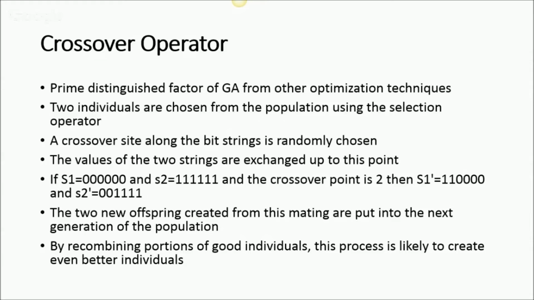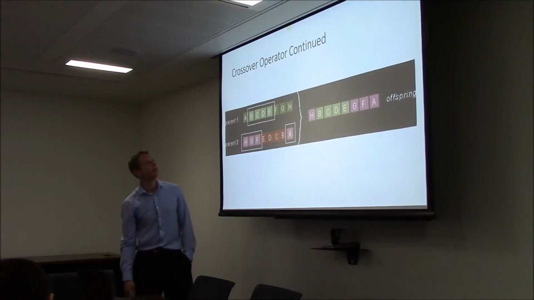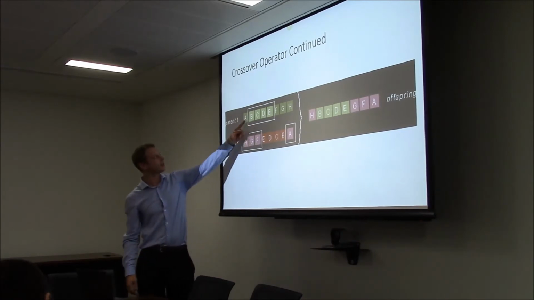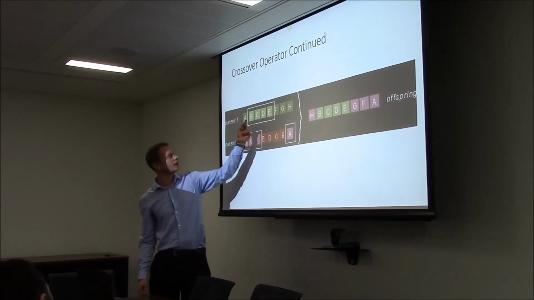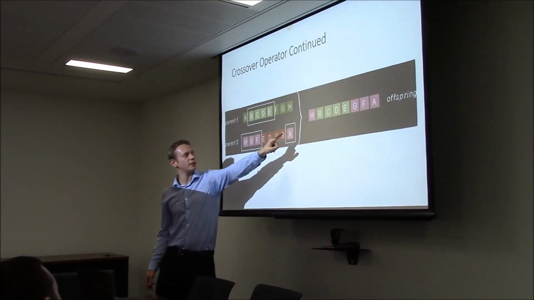The two new offspring created from this mating are put into the next generation of the population. By recombining portions of good individuals, we hope, anyway, the process is likely to create even better individuals. So that's a slightly different crossover than we're going to do, but you can see that it's basically crossed over at point 1 and 5, and then the recombined offspring is over here.